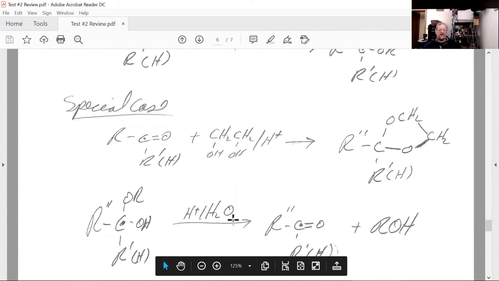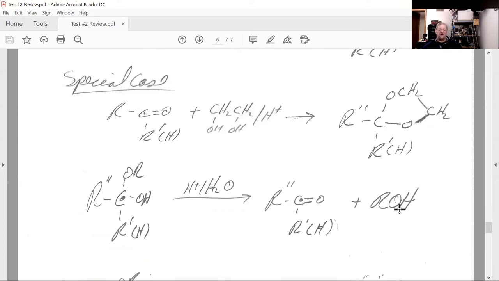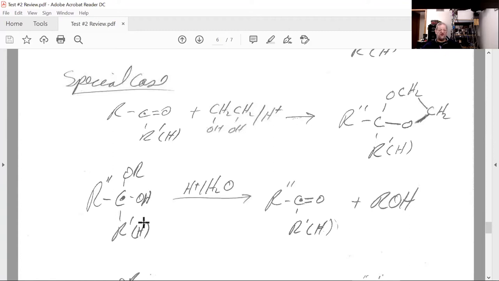Now, once you get the hemiacetal, hemiketal, if you take it, react it with acid and water, you'll get back the ketone or aldehyde plus the alcohol you would have used to make this right here. Now, there are only two places in all of organic chemistry where you have a carbon with two separate oxygens in it. This is one of them. Notice you get an aldehyde or ketone plus an alcohol.